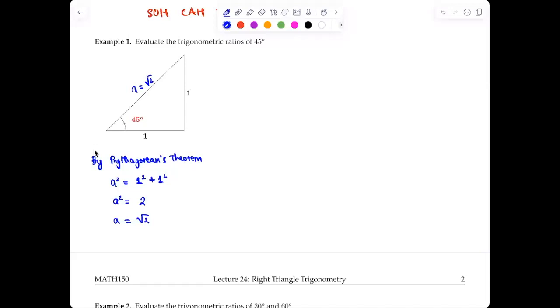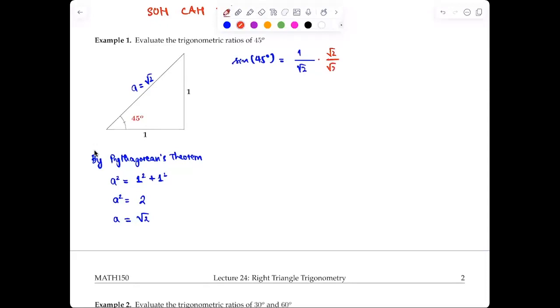Now you're going to calculate the trigonometry ratios of the 45 degree angle. The first one is sine of 45 degrees, which is the opposite over the hypotenuse, so 1 over square root of 2. That's the answer, but the convention for writing this result is to radicalize it. You multiply the top and the bottom by square root of 2, so that you don't have the radical sign under the denominator. You multiply and divide by root 2, and this gives you root 2 over 2 as the answer.